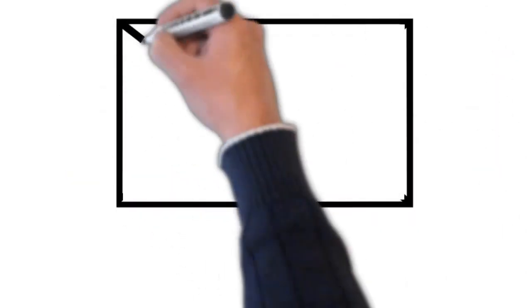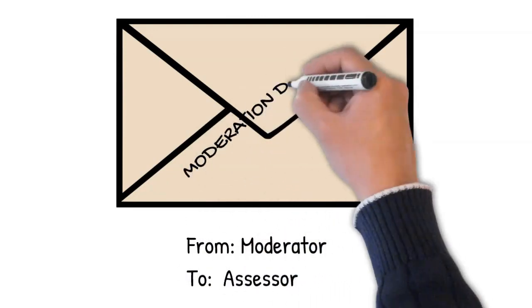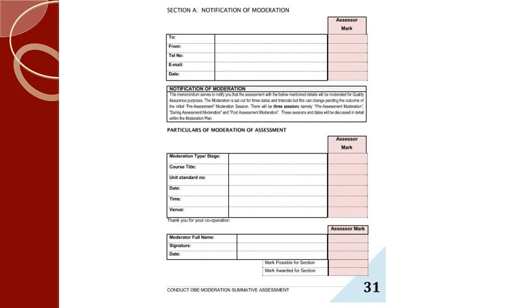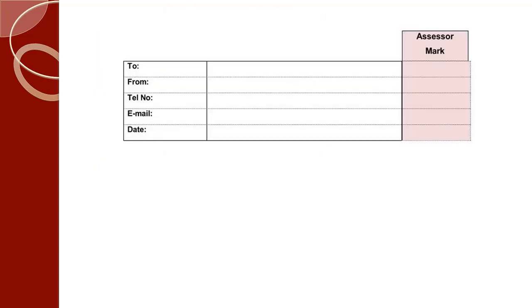The notification must be addressed to the assessor, signed by the moderator, and make specific reference to a few important moderation particulars. Let's now proceed with completing this moderation notification on page 31. You will see there are 4 blocks on this page. The first block provides for the detail of the moderator. If the assessor needs to discuss anything with the moderator, or needs his or her assistance and support, this is where the information can be found.